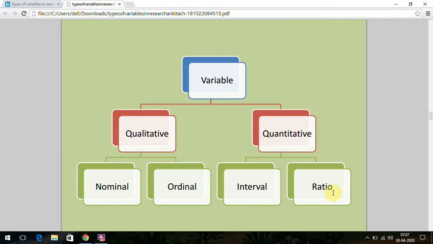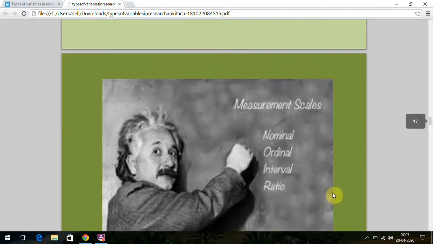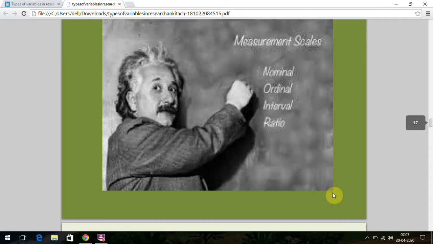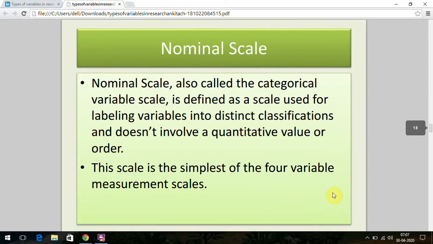So we will see what is what. Okay, so nominal, ordinal, interval and ratio. Nominal is nothing but just names, a variable which is names. So a variable is nothing but something which changes in a group of people. If nothing changes between each person in a group of people, we cannot say that it is a variable. So a variable is a quality which changes within a group of people.